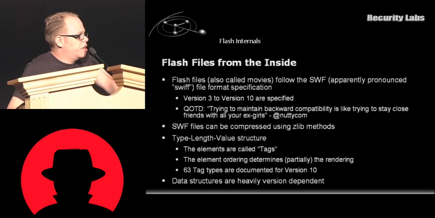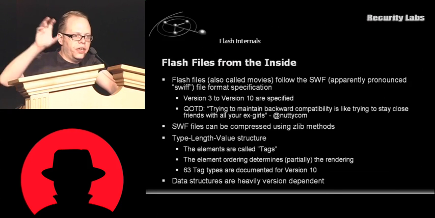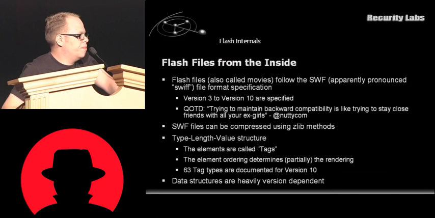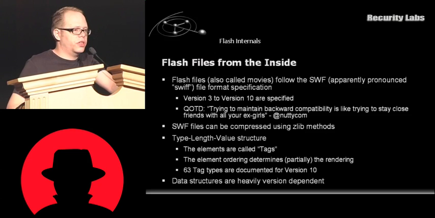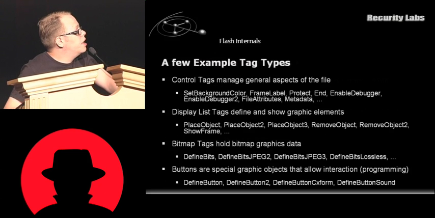I mentioned that Flash can be compressed using zlib methods. There's a type-length-value structure that they call tags. They're the main container elements. There's 63 of them defined or documented for version 10. And the data structures are extremely version dependent, so the same data structure actually looks different depending on what version the Flash file claims to be.